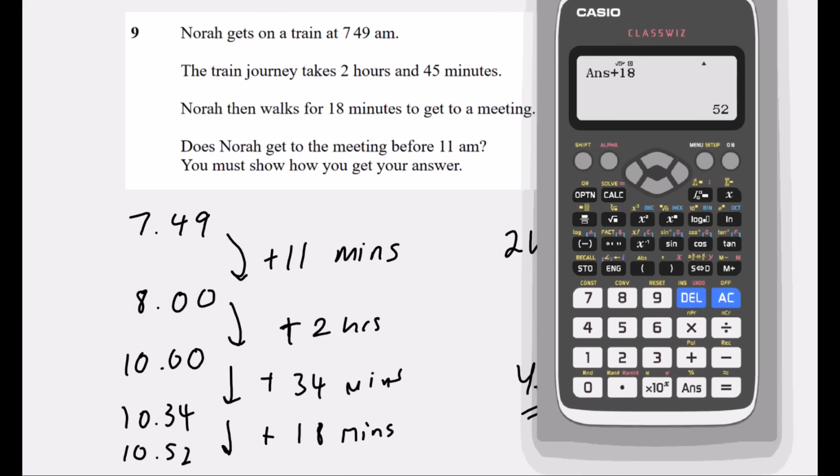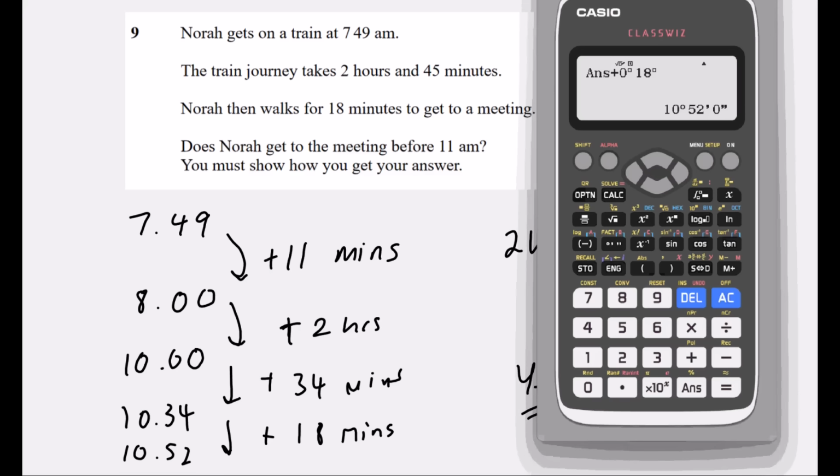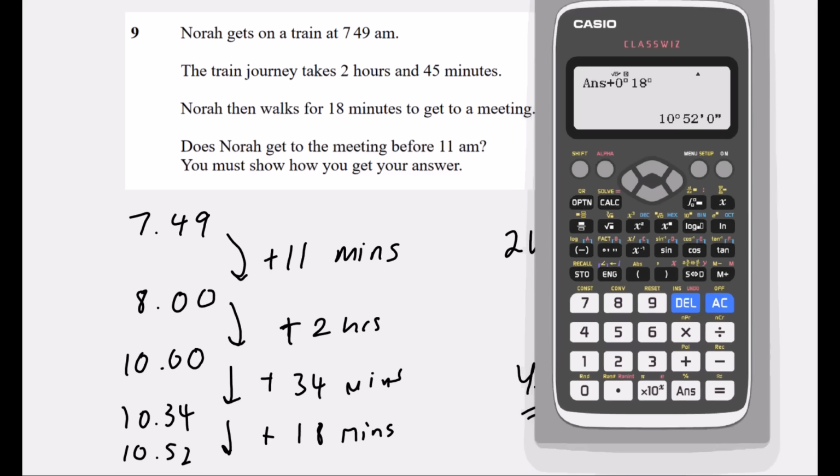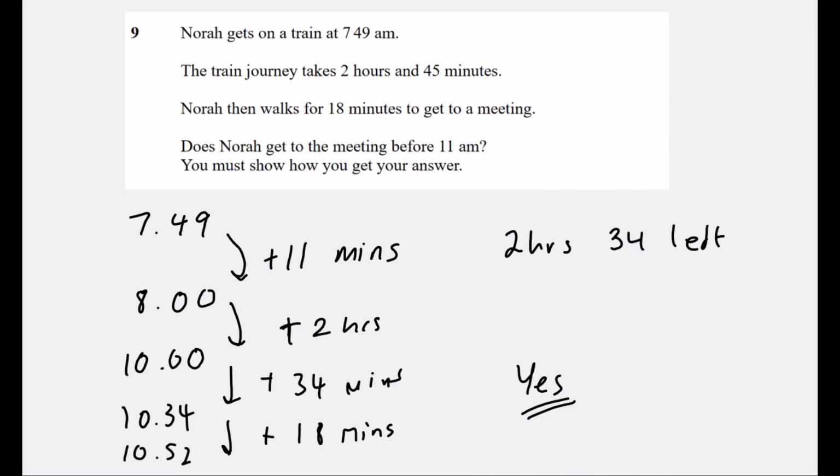We can also use the time button on the calculator here. So if we've got 7 hours, 49 minutes, and we want to add on 2 hours and 45 minutes, that's 10:34. And then add on 0 hours and 18 minutes, 10:52. So we can see she gets to the meeting at 10:52, so she is there before 11.